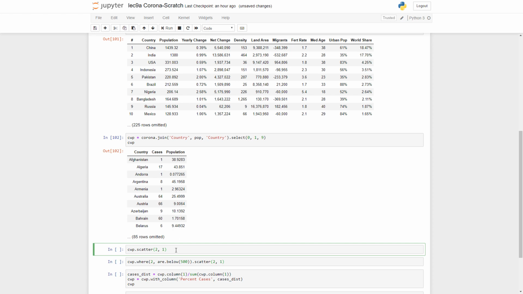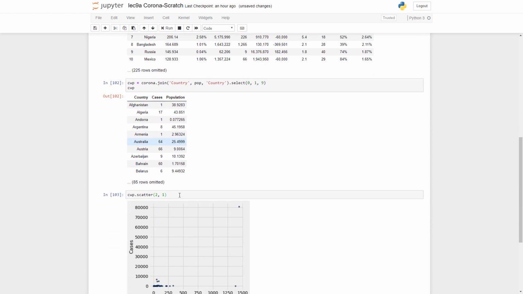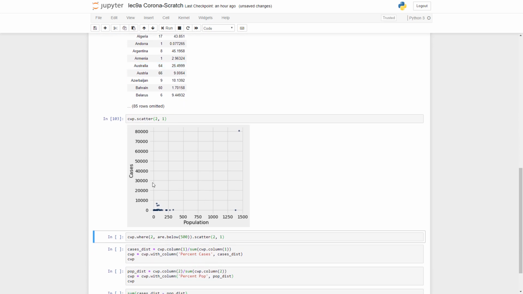We need to see if the number of cases in each country is proportional to the population of that country. So the first attempt to try to answer this question was by plotting, by having a scatter plot. So we have a scatter plot between the cases and the population, and this is what we got last time. We got this plot, and we said that these two points are outliers. This is China, where we have large population and large number of infected cases, and this is India, where we have large population but a very low number of cases.